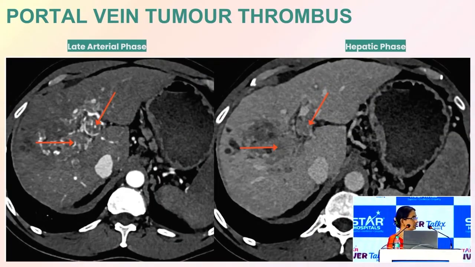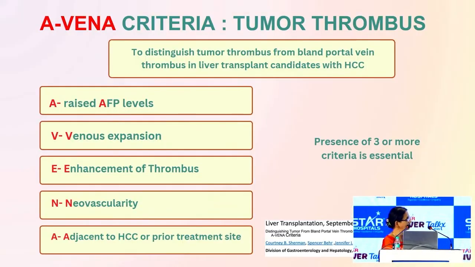This is to differentiate a bland thrombus from, I probably will put the next slide first. So this is the AVENA criteria to look at a tumor thrombus. So it's very important that we know how a tumor thrombus will look. The main features in AVENA that we will see in CT or MRI are that the vein gets expanded, the portal vein, with soft tissue, and this can enhance and wash out. It can show new blood vessels. It may be adjacent to a site of HCC or a prior treatment site.